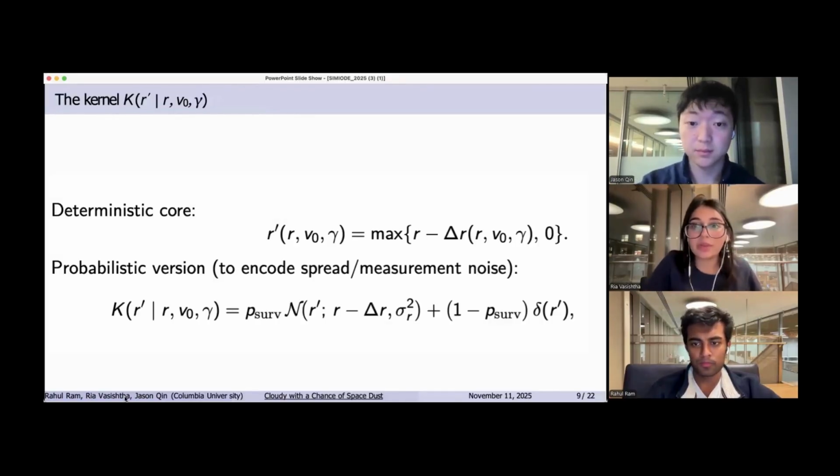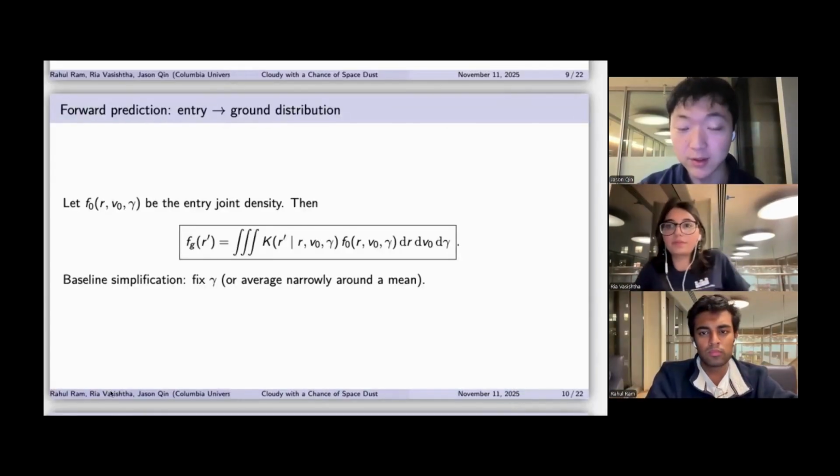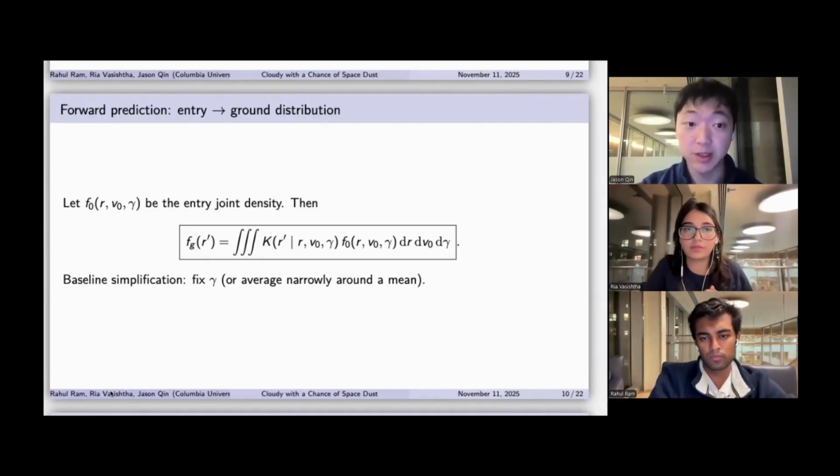Now we wrap those formulas into a single kernel K of R prime given R, V sub zero, and gamma. It tells us deterministically the final radius for any entry condition. To allow for measurement noise, we make a probabilistic version, a normal distribution centered at R minus delta R for survivors, plus a spike at 0 for vaporized grains. This kernel is the mathematical filter that converts the entry population into the ground population. If F naught of R, V naught, and gamma is the entry distribution, the ground distribution is shown here.